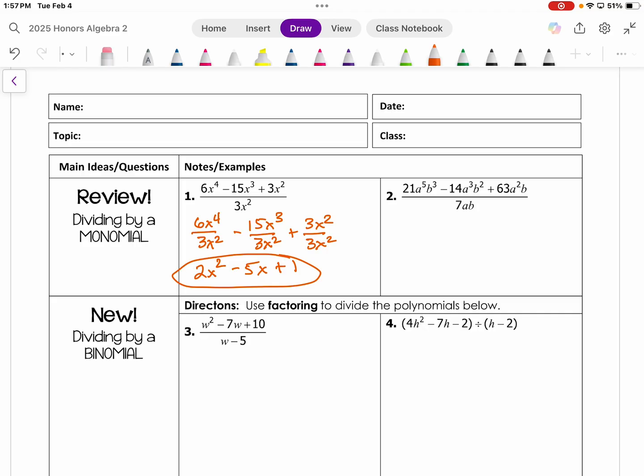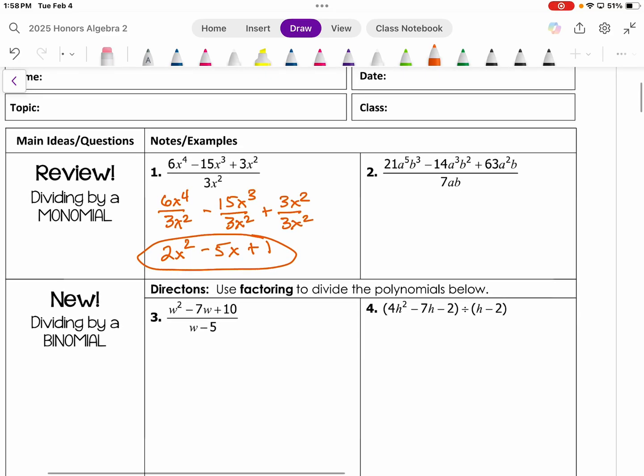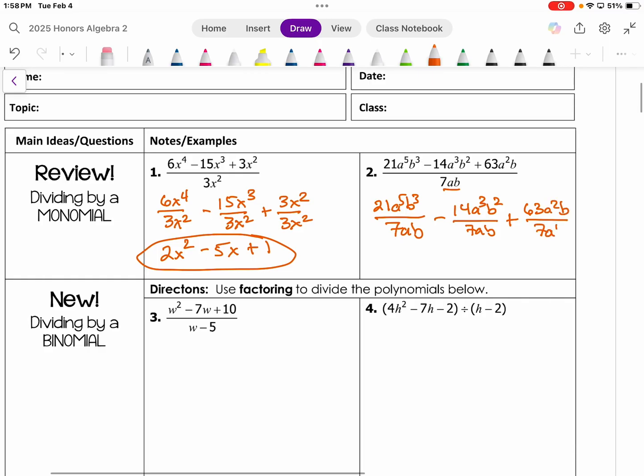So on the next one, I'm going to do number 2 the same way. Since the bottom is a monomial, I'm going to split it up as 21a to the 5b to the 3 over 7ab minus 14a to the 3rd b squared over 7ab plus 63a squared b over 7ab.